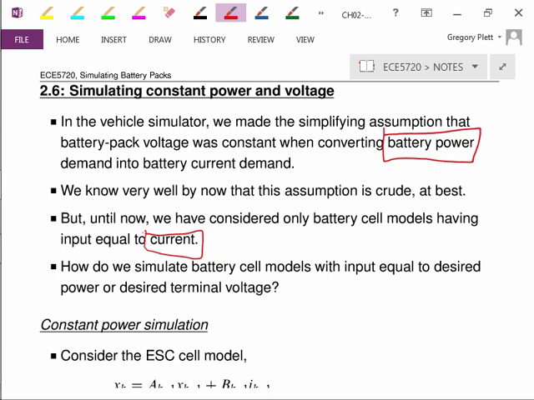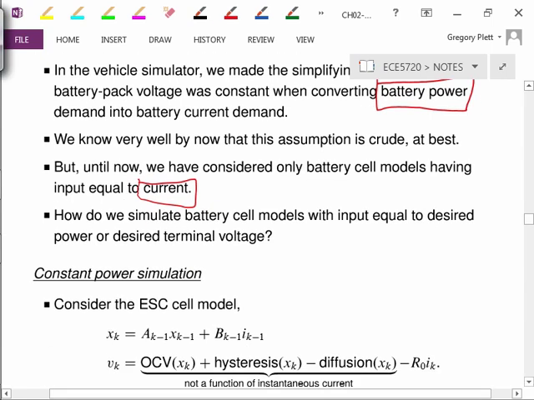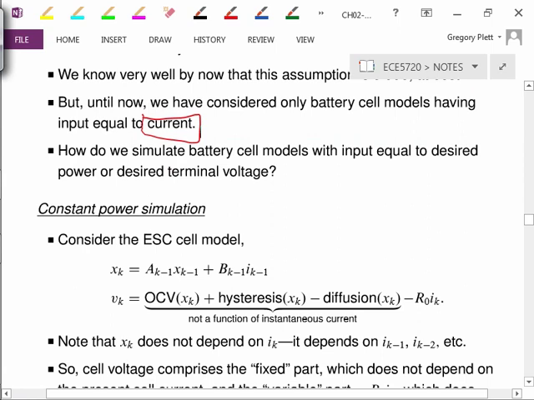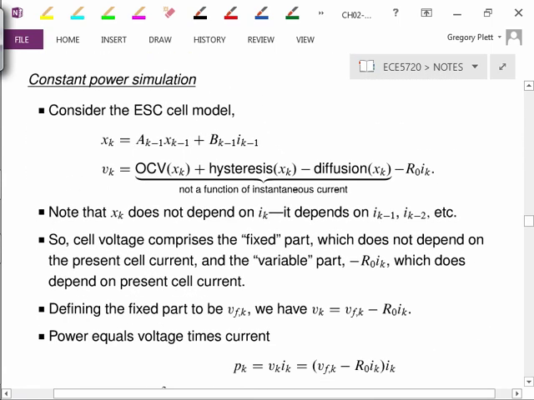So that's the first objective of this topic. Then we have one other objective also, which is: suppose that the demand is a constant terminal voltage. In other words, we want to set the output and compute the current that actually does that. So we'll look at those in this section. First is constant power simulation, or determining what the current is to get a certain output battery power.